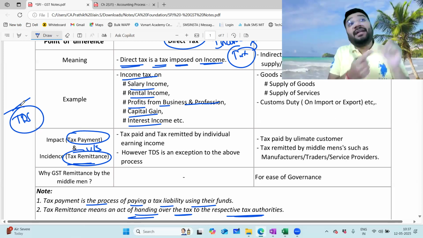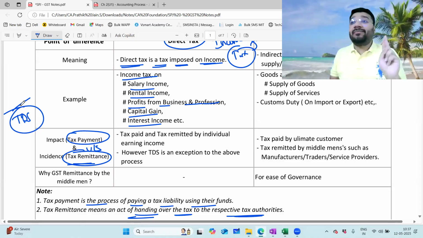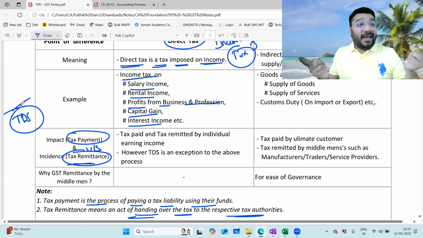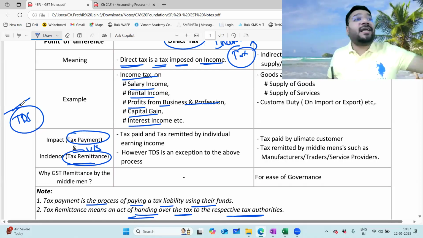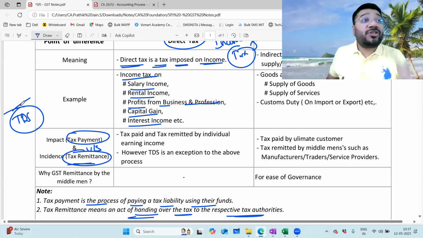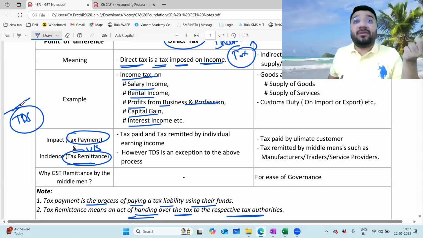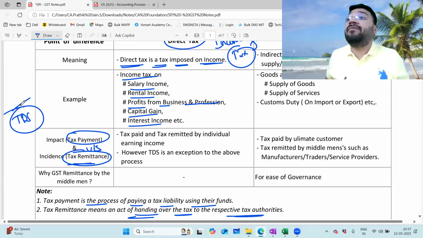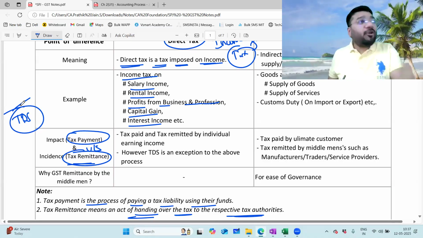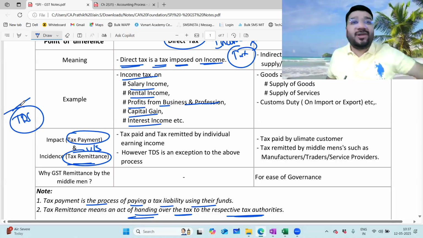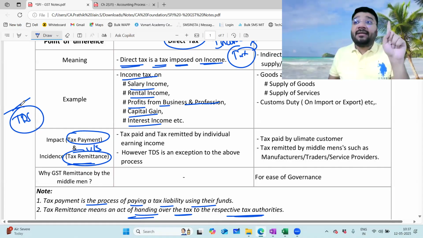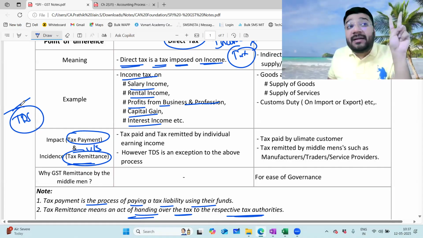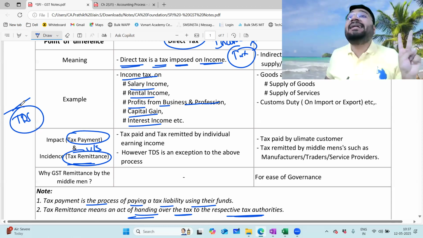What consequences? Interest will come, penalty will come. The amount is too much. And if there is some other fraud, forgery also sensed into it, you'll also be jail prosecuted. So it's a huge responsibility that the government has given to you. If you're earning income from house property, rental income, you have to pay the tax, you have to deposit the tax to the government. So in the case of income tax, the person who is paying the tax is the same person who's going to remit the tax to the government, except in case of TDS.